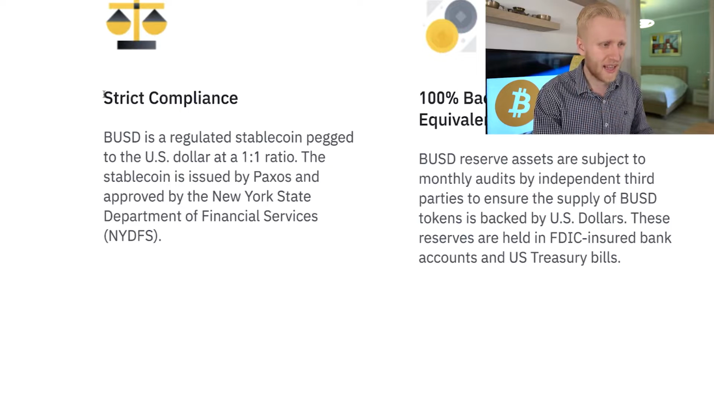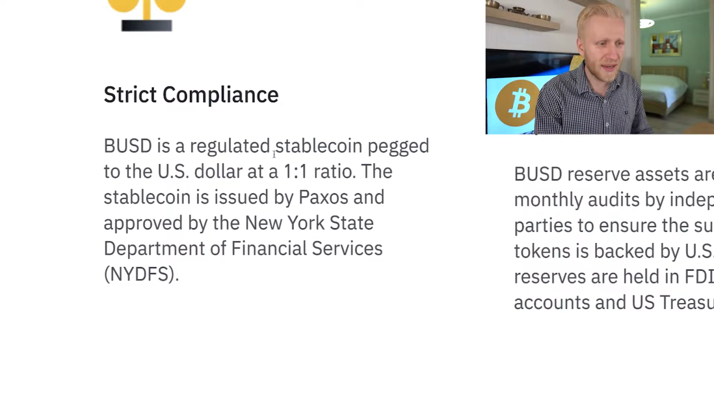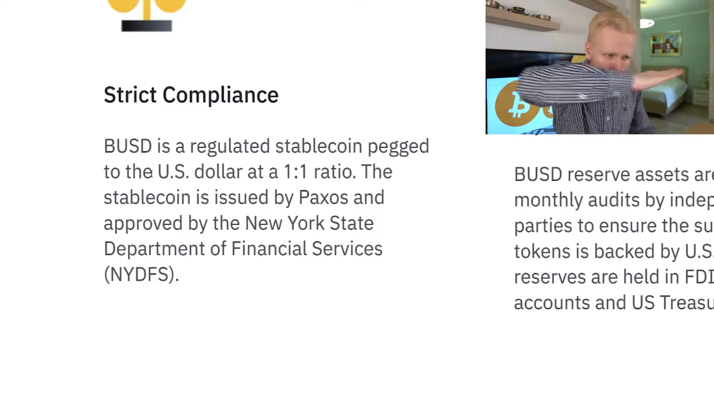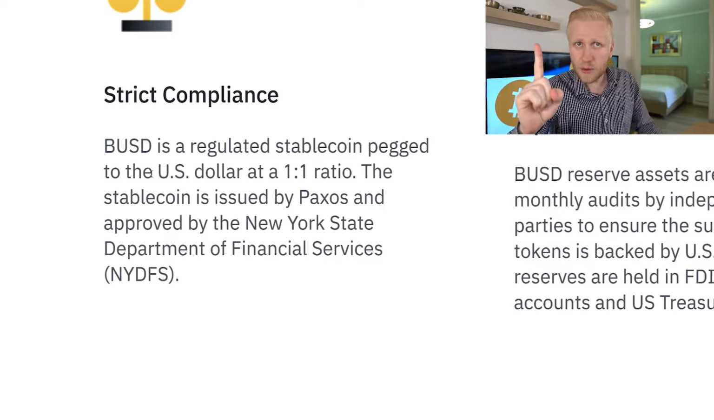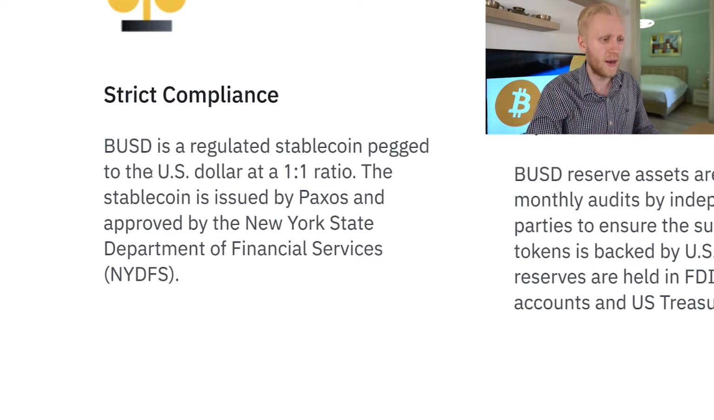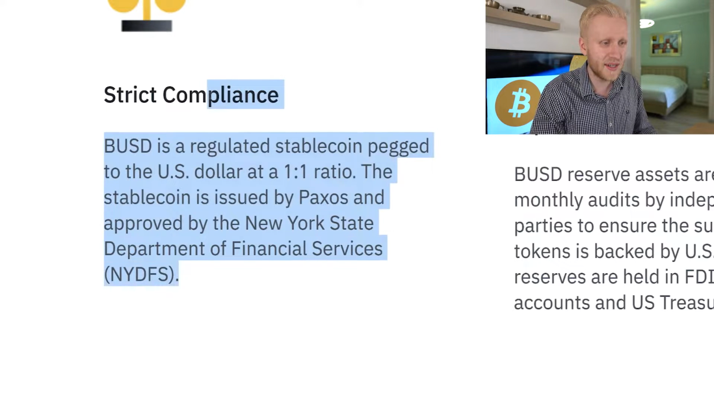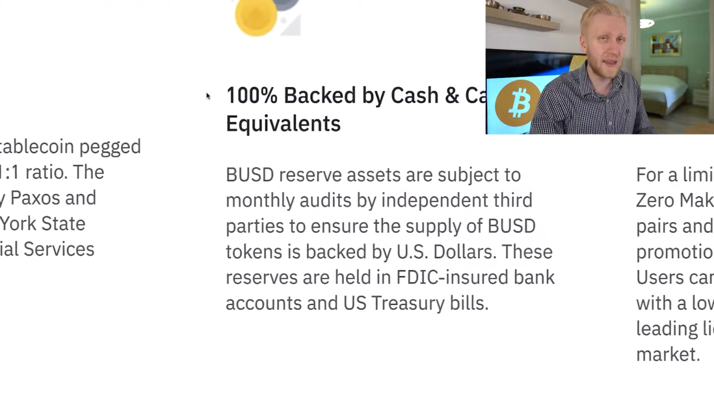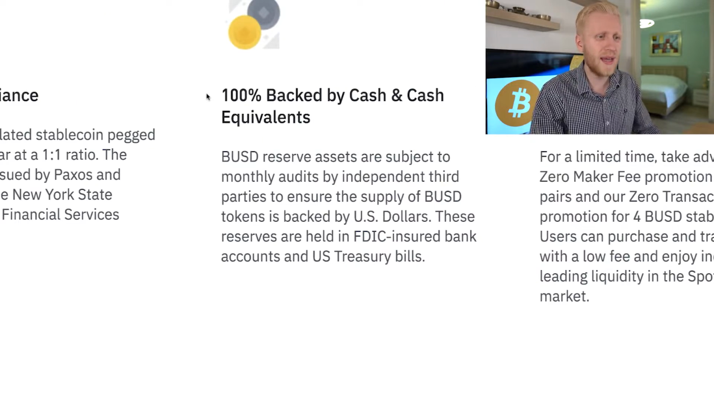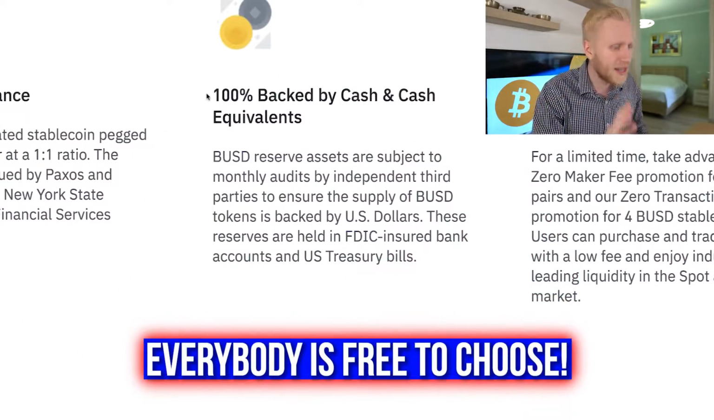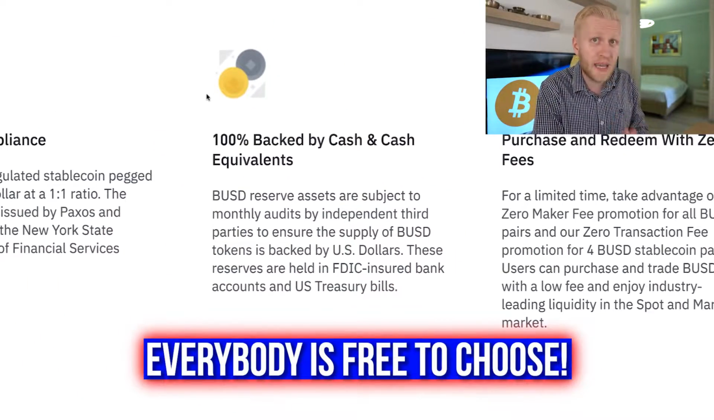Let me read for you here: Binance USD is a regulated stable coin pegged to the US dollar, always 1 to 1. So 1 BUSD equals 1 US dollar. The stable coin is issued by Paxos and it's approved by the New York State Department of Financial Services. That's really strict compliance, and that's really nice for people who want to trade in this. However, personally, I hold much more Bitcoin directly, but you can decide what you want to do. I simply list for you these benefits of BUSD compared to some other stable coins.